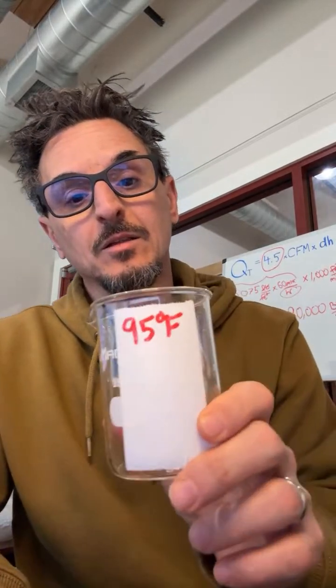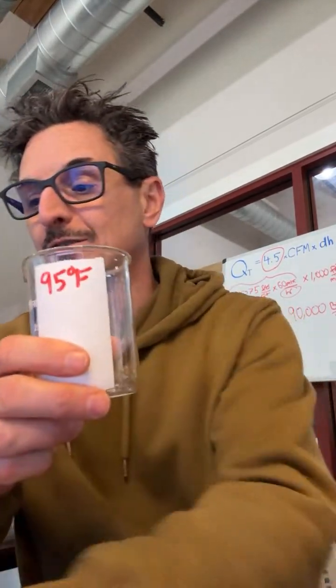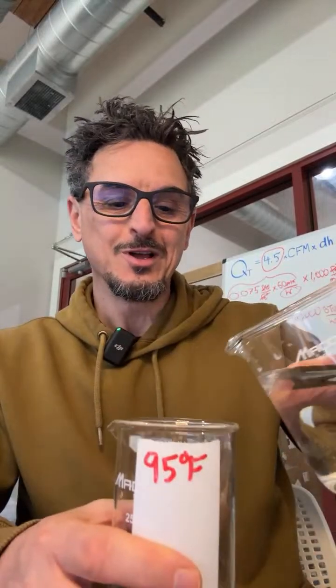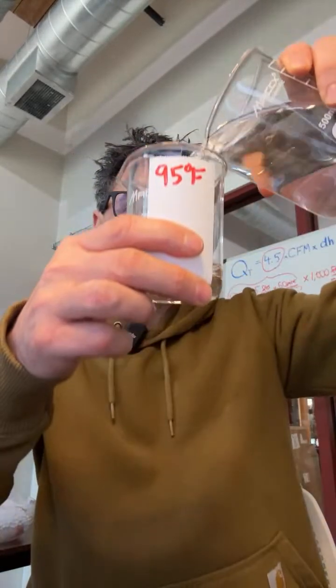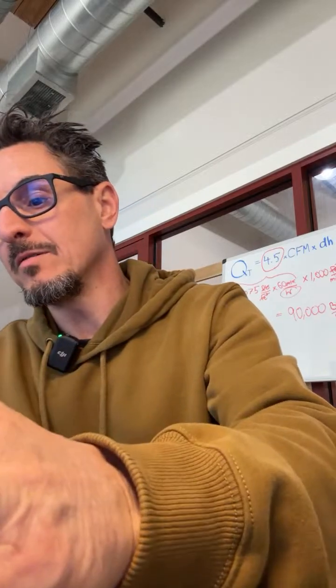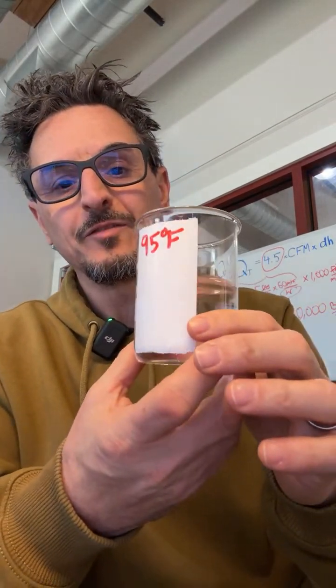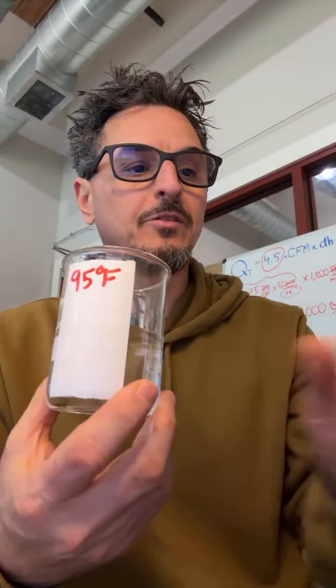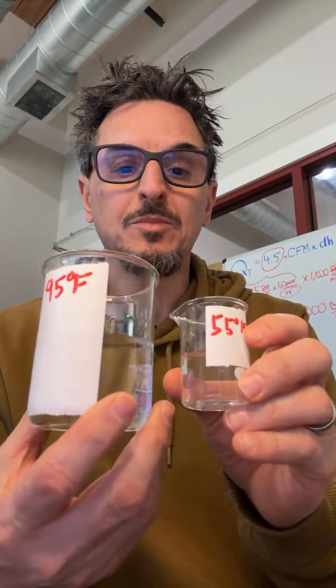Let's take it to another extreme. Here's the 95-degree container. We'll put 50% relative humidity in here. For some reason, I keep going just a bit over. So force them down. Okay. So at 95 degrees, this would represent 50% relative humidity. So again, two extreme examples.